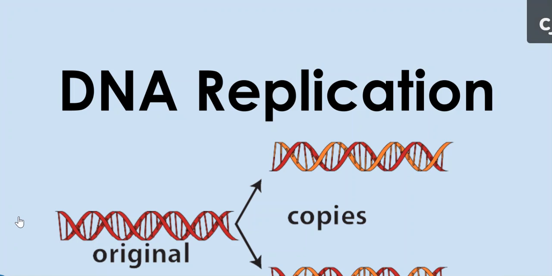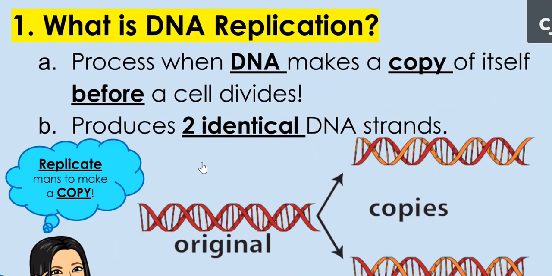Now I said that those nitrogen bases are held together through a hydrogen bond, a very weak bond. The reason we want the bond to be weak is because oftentimes we might need to unzip DNA in order to copy it. So what is DNA replication? Replication means to copy. DNA will need to make copies of itself before it goes through cell division. So whenever your body makes new hair cells or skin cells, your DNA will make a copy of itself. And when I say a copy, I mean an exact copy. DNA replication produces two identical copies.